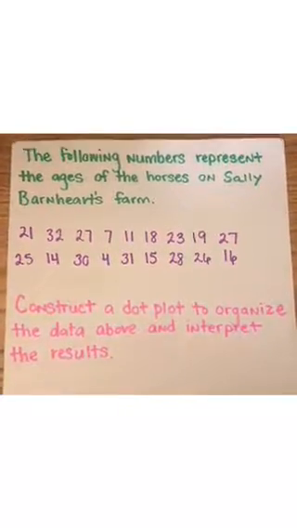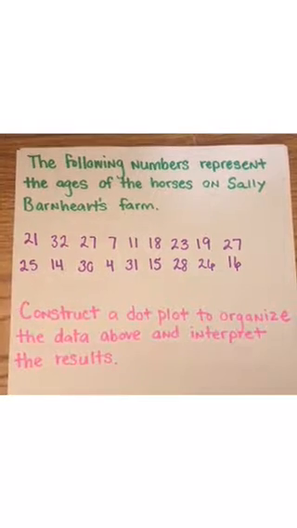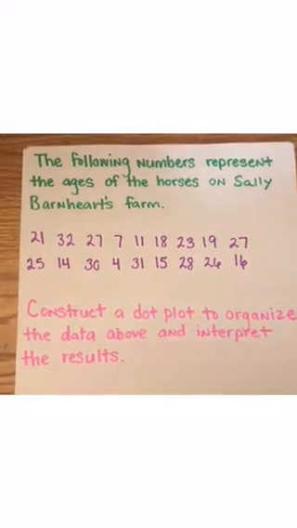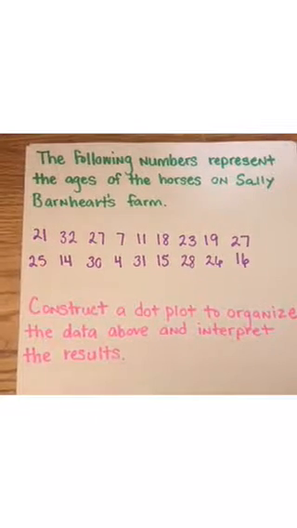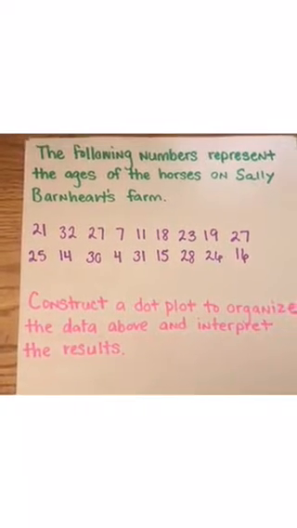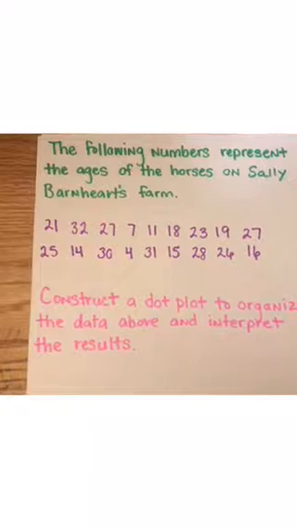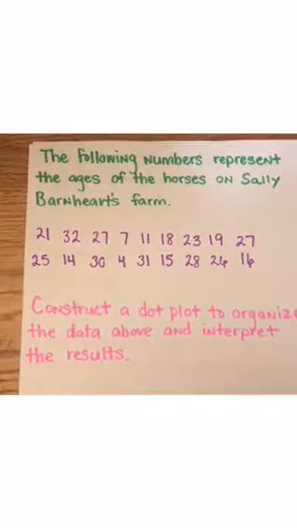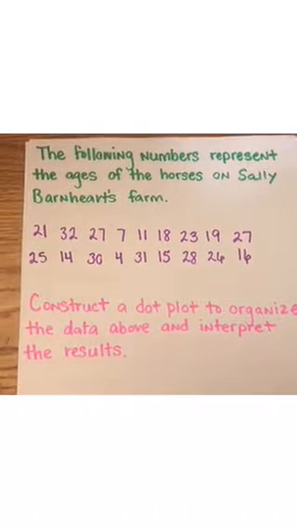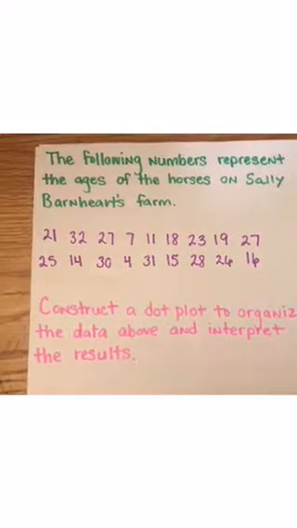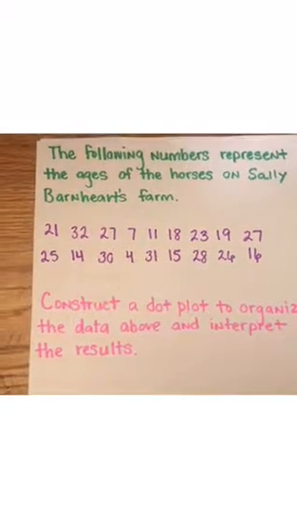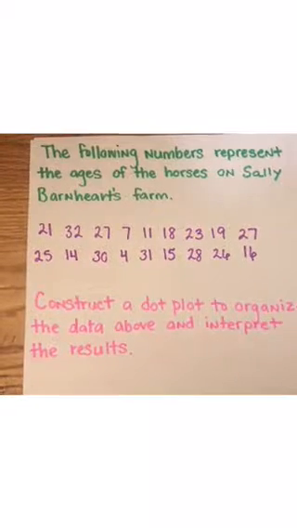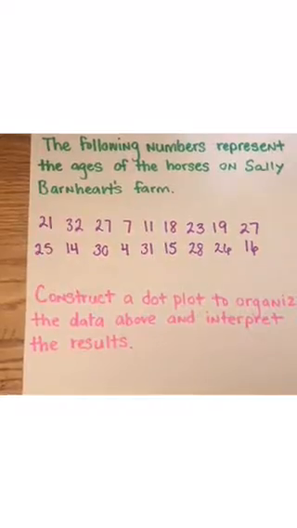The following numbers represent the ages of the horses on Sally Barnhart's farm: 21, 32, 27, 7, 11, 18, 23, 19, 27, 25, 14, 30, 4, 31, 15, 28, 26, 16. Construct a dot plot to organize the data above and interpret the results.